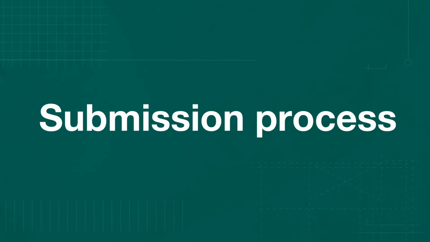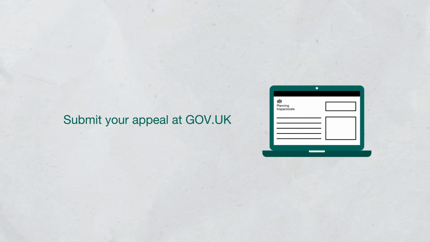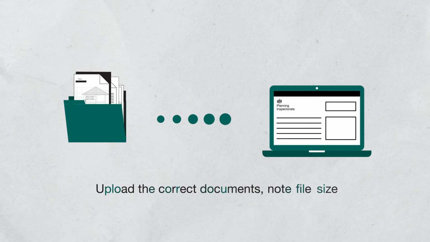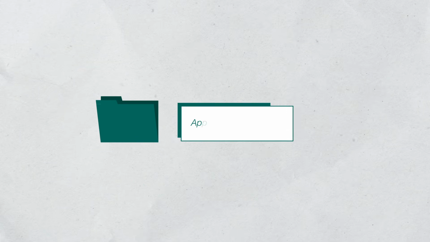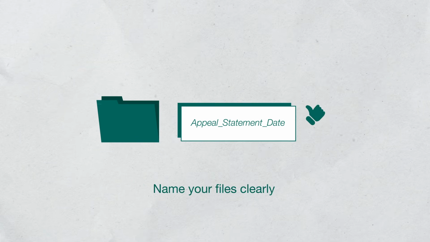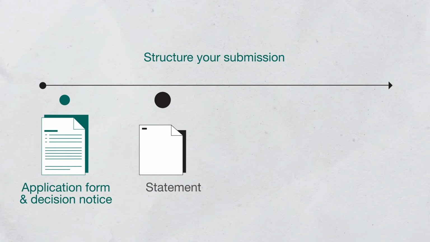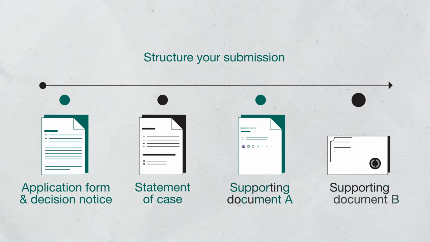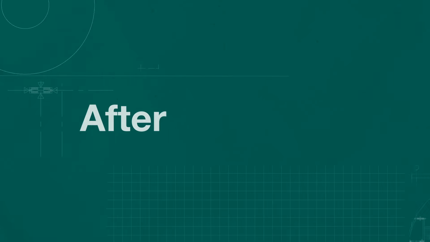Submission process. Once you're ready, you can submit your appeal online at gov.uk. Make sure you upload the correct documents and pay attention to file size limits. Name your files clearly, and structure your submission sensibly. Start with your application form and decision notice, then your statement of case, then any supporting documents, if required, in the order they're mentioned.